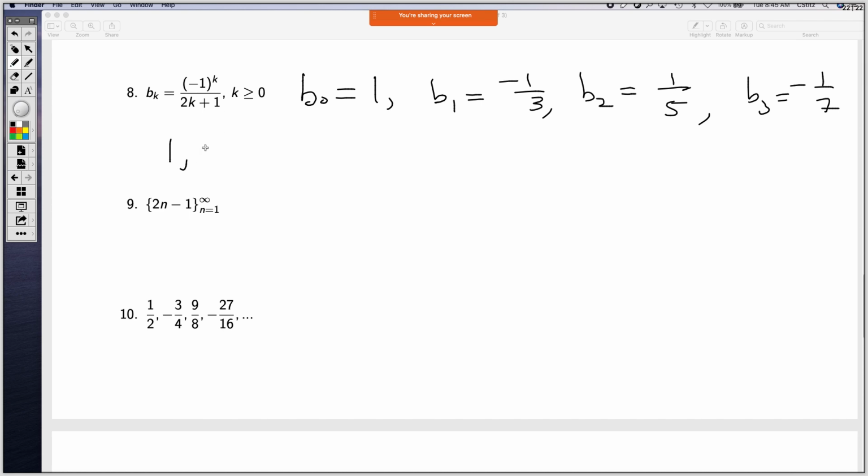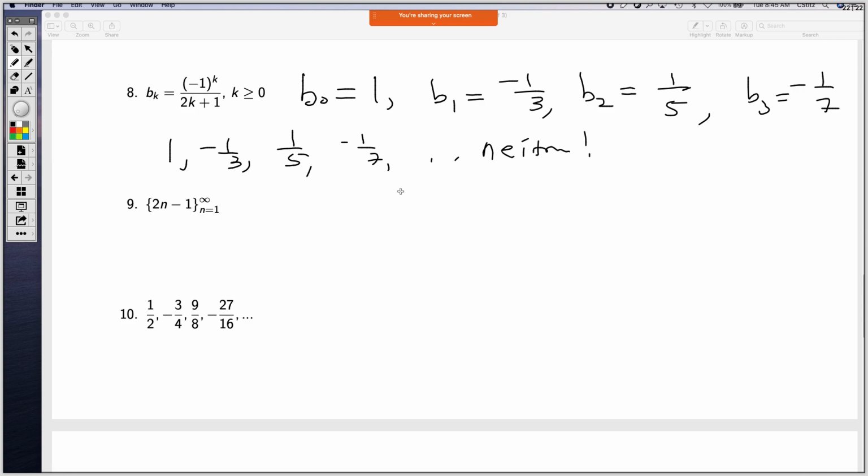So if you write these out, does it look like I'm multiplying by the same thing each time? Here the ratio is negative 1/3. Here the ratio is negative 3/5, so it's not geometric. Is it arithmetic? Am I adding the same thing each time? Here would be minus 1/3 minus 1, minus 4/3. 1/5 minus a negative 1/3. That's not negative 4/3. So this sequence is neither.